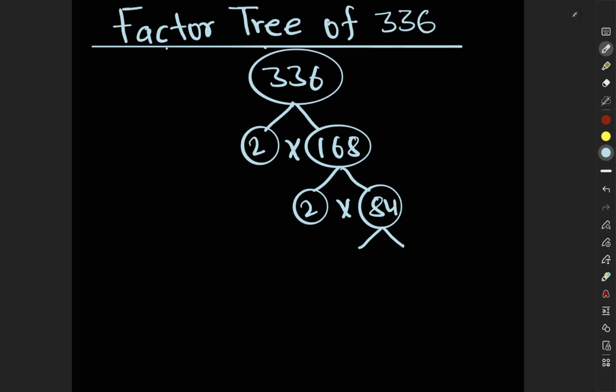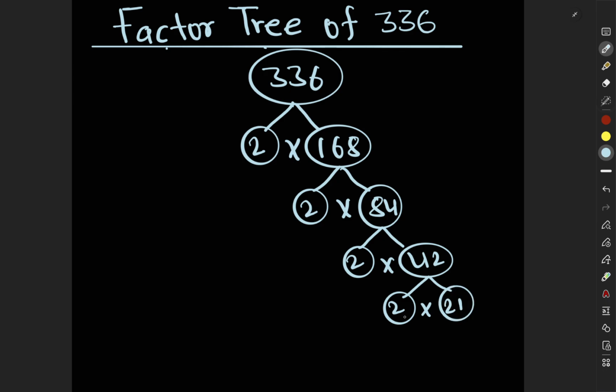Now 84 can be written as 2 times 42. 2 times 42 means 84. 42 can be written as 2 times 21. 2 times 21 means 42. Like as 21, it can be written as 3 times 7. 3 times 7 means 21.